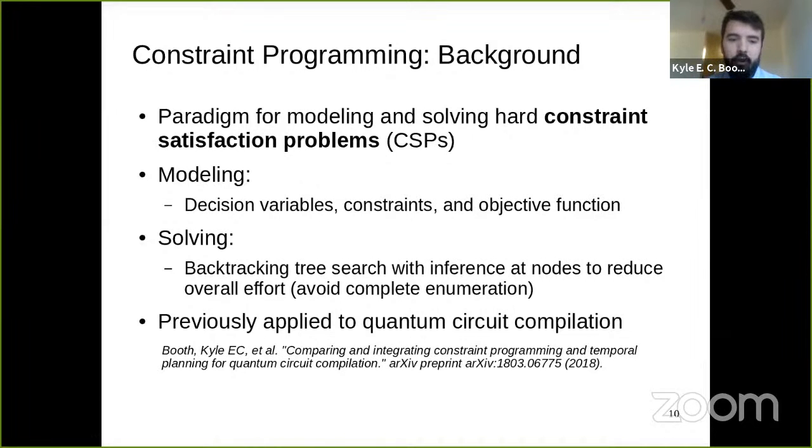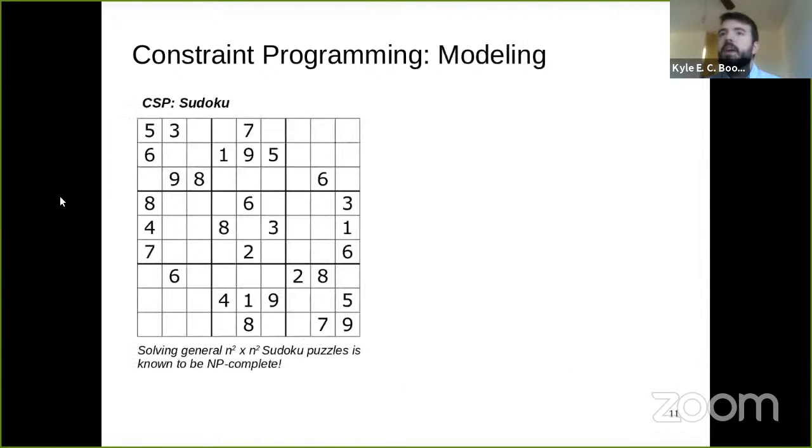We previously applied CP to quantum circuit compilation in the context of superconducting circuits a couple of years back. So please see that paper for more in-depth details if you're interested in CP. I wanted to give you a flavor of how problems are modeled in CP, and I'm going to use Sudoku as an example. The idea in Sudoku is that we have to fill each of these cells with a number 1 through 9, such that each row contains the numbers 1 through 9, each column contains the numbers 1 through 9, and each 3x3 grid contains the numbers 1 through 9.